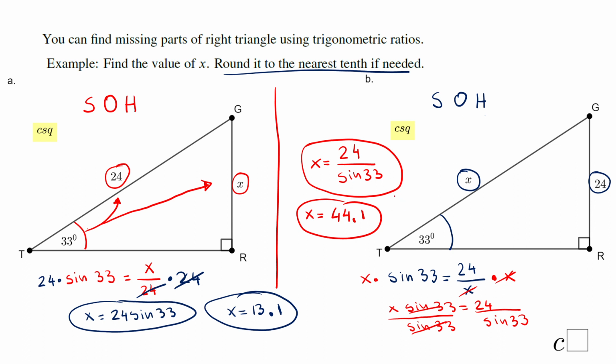In this problem, the answer needs to make sense. Take a look at your answer. This is 44.1. That makes sense, it is reasonable, it is longer than this 24, which is the hypotenuse. And here, 13.1, yes, that makes sense, it is less than the hypotenuse, which is the longer side. So you may want to check if you have the wrong setup. Probably you can see that based on your answer.